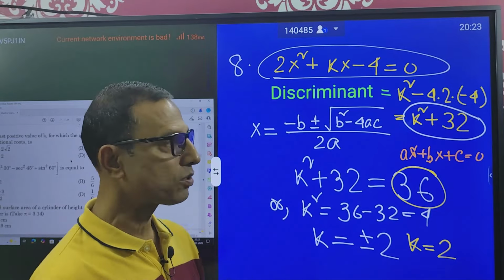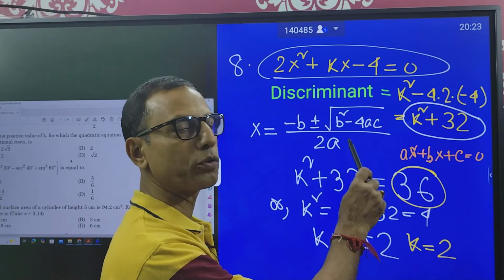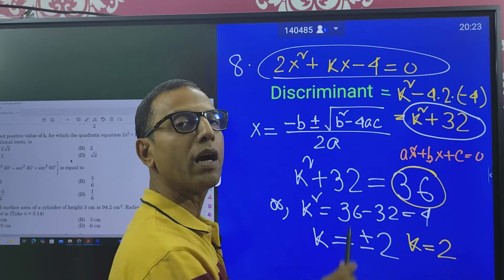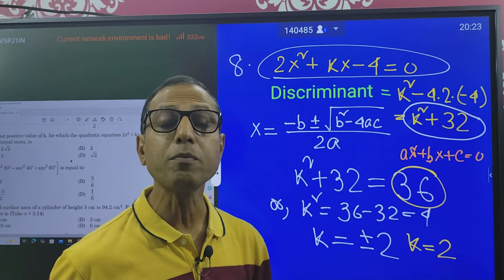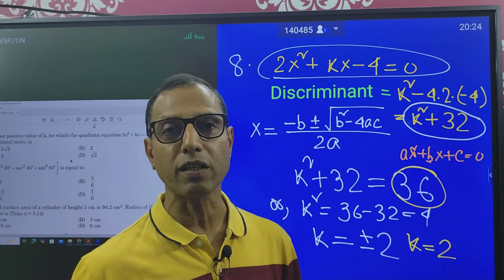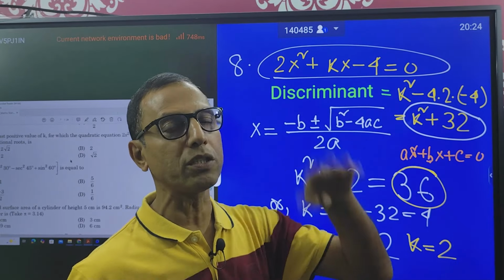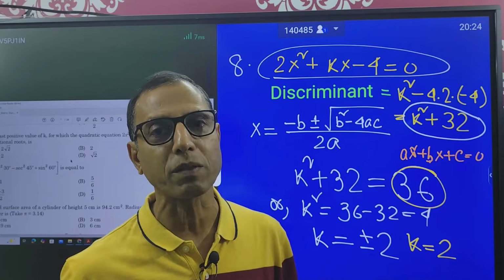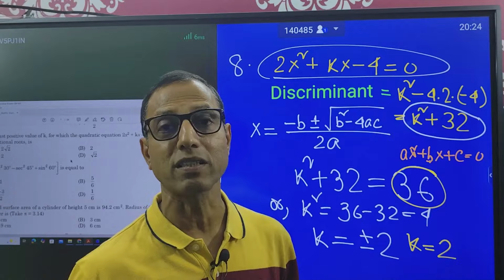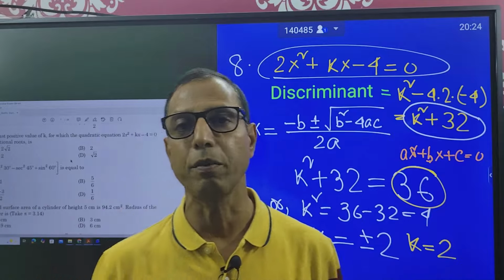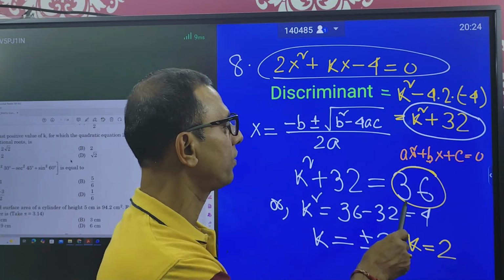So, synopsis of this problem, this is a very good problem. For the rational root, you need to know the condition: the discriminant has to be a perfect square. So k square plus 32 has to be a perfect square. Now, which perfect square, after 32 or before 32? K square is always a square number, so it cannot be negative. So always you need to go ahead of 32. After 32, the nearest square number is 36. After that, 49. But we will not consider beyond 36 because it is saying least value. So therefore we are considering 36.